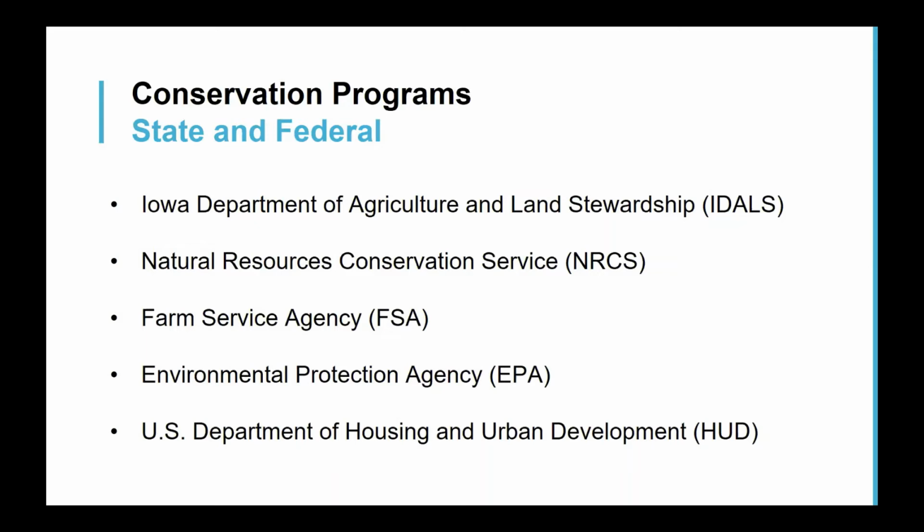However, there's funding for these types of projects through your local Natural Resources Conservation Service office. We have grants through the Environmental Protection Agency. There's what's called the Iowa Watershed Approach projects that are scattered across the state that are funded through the U.S. Department of Housing and Urban Development. So yeah, lots of opportunities depending on where you live.